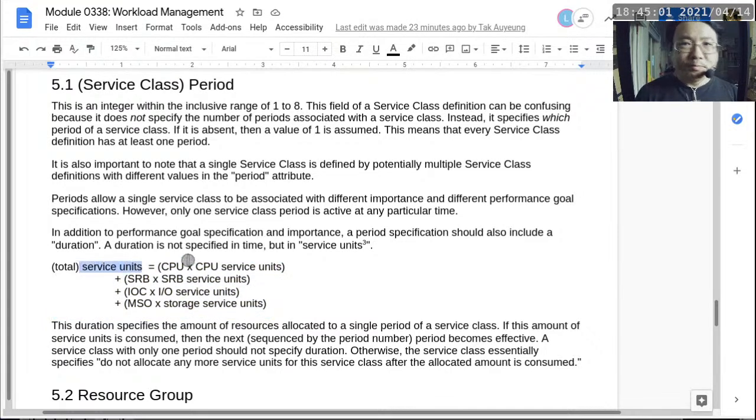In other words, when we specify a service class period, we specify a total amount of service units. And when that amount of service units is consumed, then we move on to the next service class period. And when that is consumed, we move on to the next one, and we can have up to 8 service class periods corresponding to exactly the same service class. All right, so any questions?